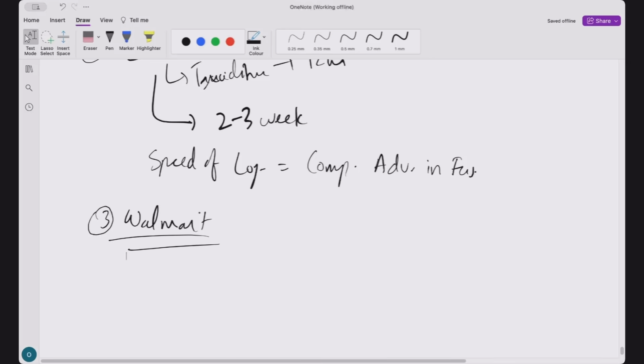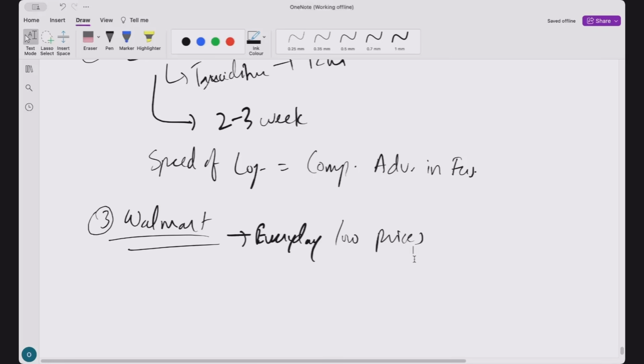Walmart promises everyday low prices. How do they do it? With logistics efficiency. They have a sophisticated distribution network. They have regional distribution centers serving clusters of stores, a high degree of automation, and cross-docking to minimize storage. They have their own truck fleet.